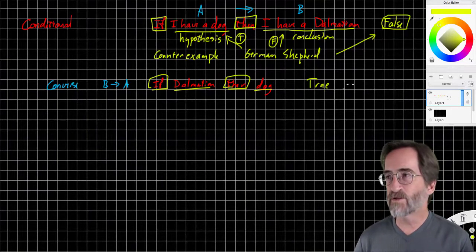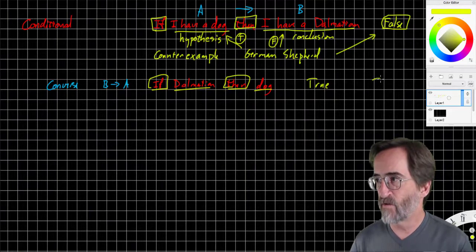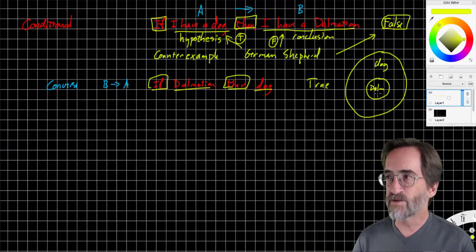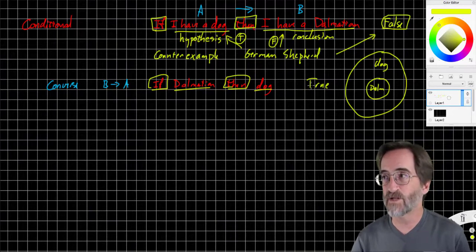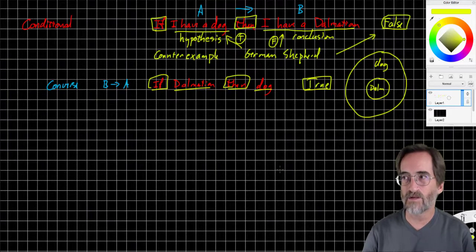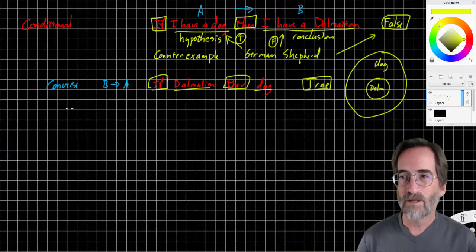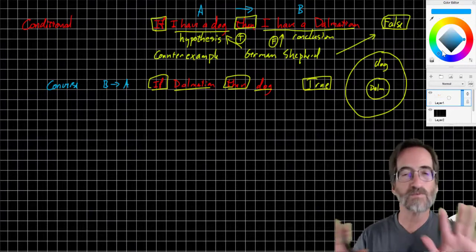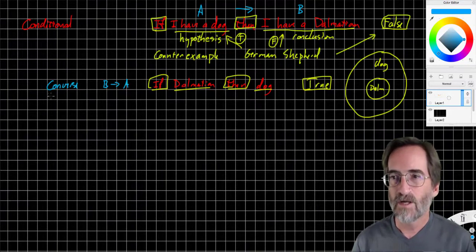And we can represent this by this Venn diagram. If we have the set of Dalmatians, they are a subset of all dogs. If the hypothesis is a subset of the conclusion, then the statement has a truth value of true. Okay? If not, then it is false. Right? So Venn diagrams can be used to make sense of it. Converse, when we switch the if and then part.